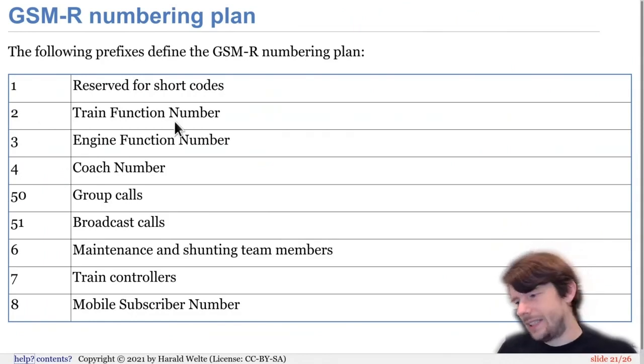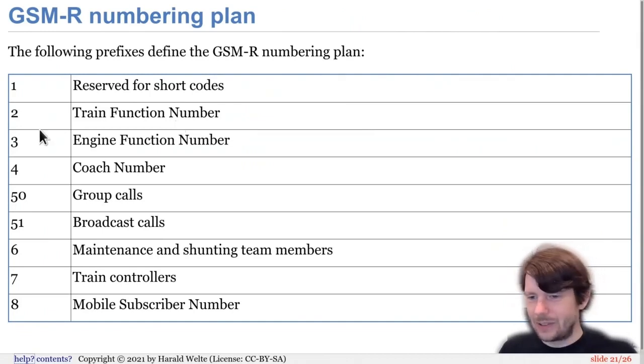So if you know train number 33600 and you want to talk to the conductor, then you dial 2 plus the train number plus the function number for the conductor in the train. Similarly, you have other prefixes for other functions, such as group calls or broadcast calls. Those start with 50 or 51. And likewise also train controllers.